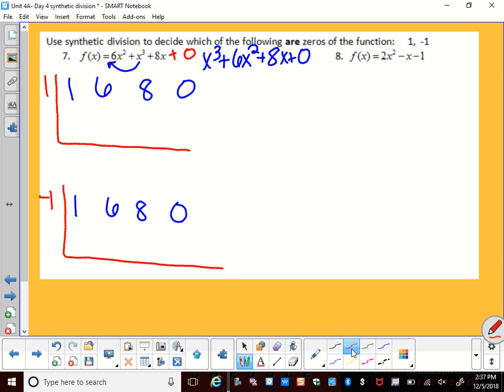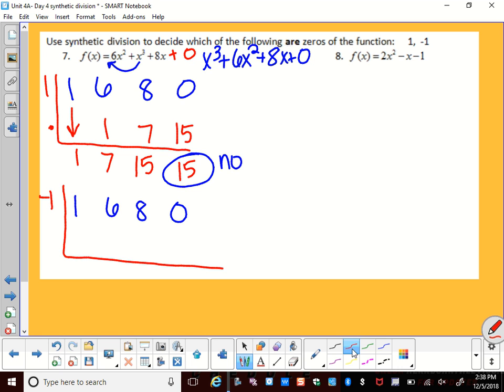Alright, so I pull down my first number, I get 1. 1 times 1 is 1. I add going down, 6 plus 1 is 7. I multiply 7 times 1, gives me 7. If I add, I get 15. 15 times 1 is 15. If I add going down. So, for the first one, does it work? No.